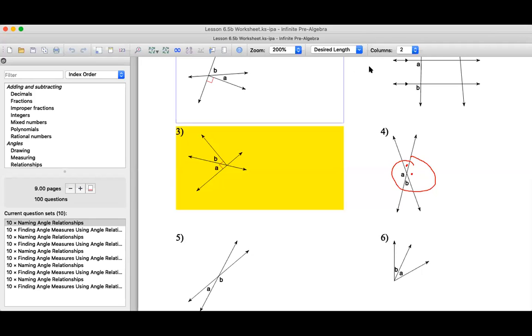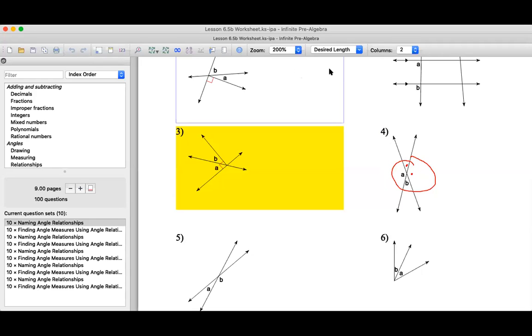Somebody help me out. A and B for number 4 are? Adjacent and complementary. They're adjacent and not complementary. They're adjacent and? Vertical. Vertical would mean across from each other. A and B are not across. A is across from here, B is across from here. They are adjacent, and somebody already said it. Adjacent and? Complement is correct, right? Complement would mean 90 degrees. Yeah, but there is 9 degrees right there.